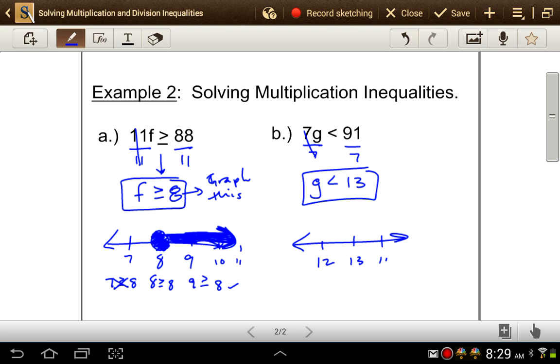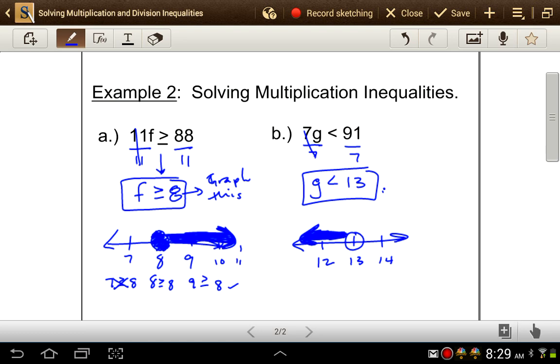Circle 13. Do not fill it in because it does not have the equal to part. 13 is not less than 13. So then I check, is 12 less than 13? Yes. Is 14 less than 13? No. So I want to shade towards the answers that make this statement true. 12 is less than 13. That's why I shade towards 12.